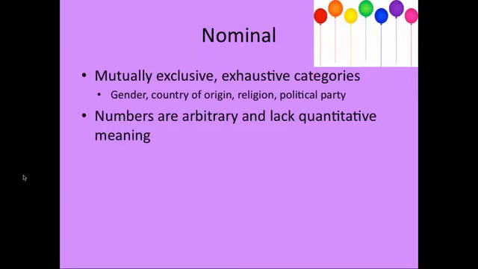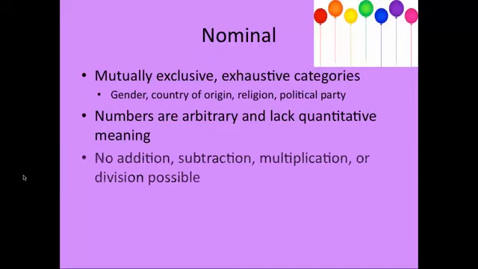In this case, the numbers are used to simplify my database, but there's no quantitative meaning associated with them, so I can't do any statistical tests or any functions that involve addition, subtraction, multiplication, or division with them. So even though I coded Republican as 1 and Green Party as 2, it makes no sense to say that Green Party is twice as much as Republican.